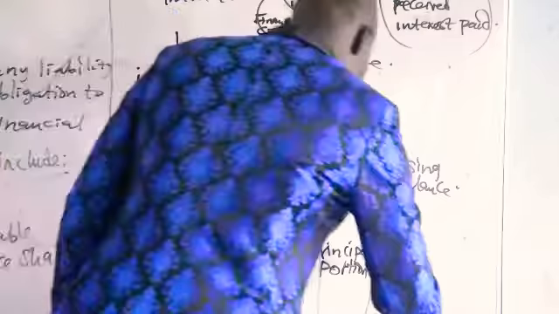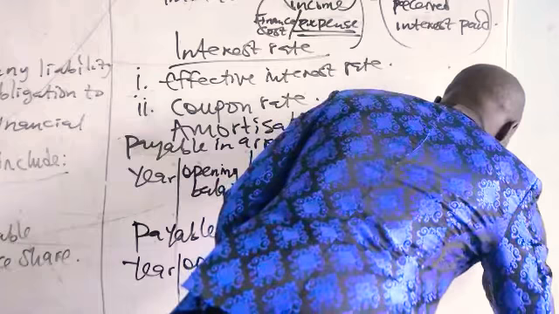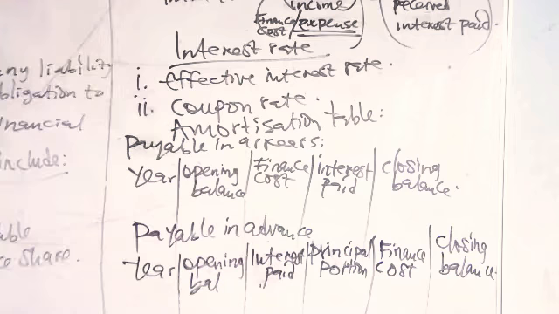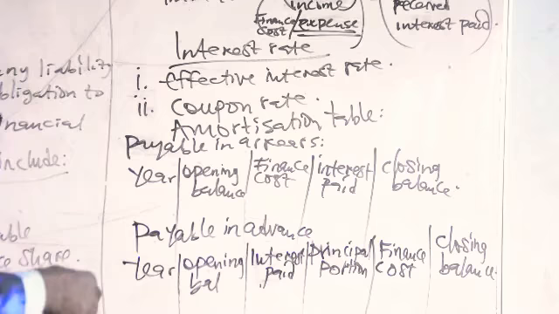Then you have finance cost in case of a financial liability. But if it is a financial asset, you have finance income. Then you have the closing balance. That is the amortization table. I told you that where it is payable in arrears, it is payable at the end of the period, and where it is payable in advance, it is payable at the beginning of each period. So then you apply the amortization table.